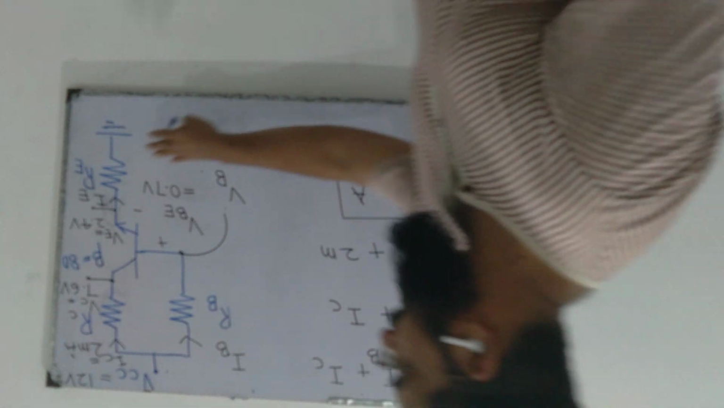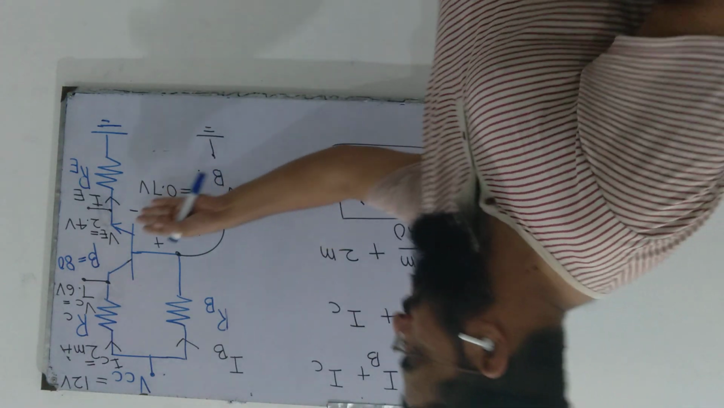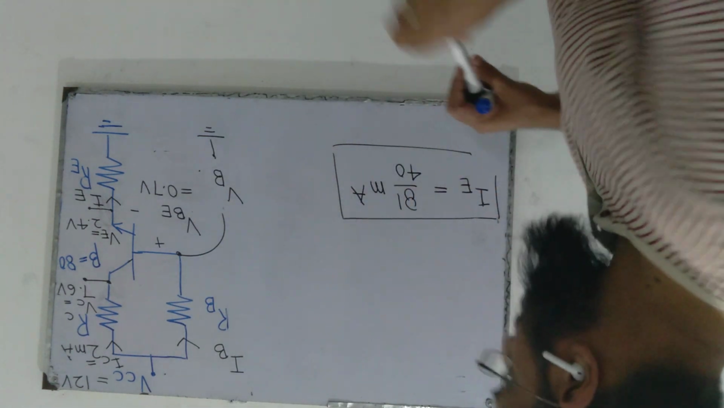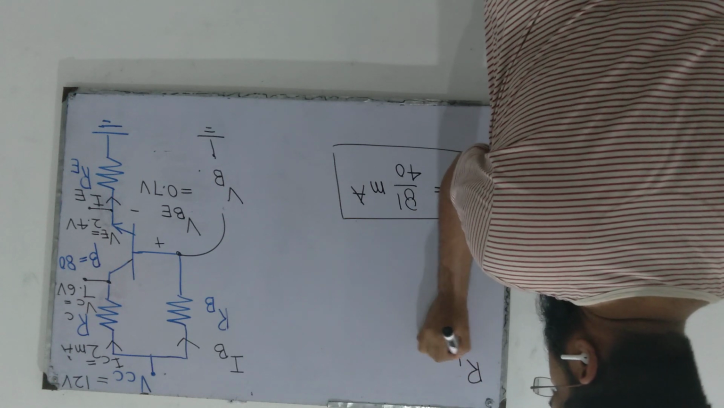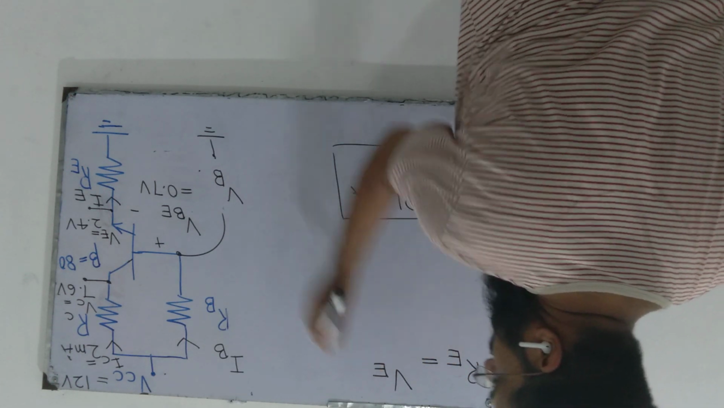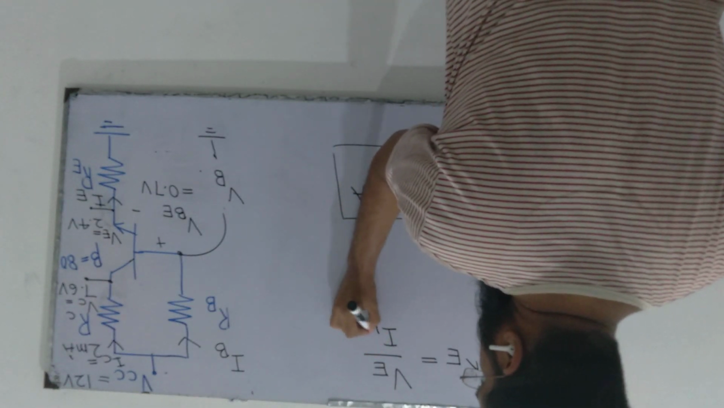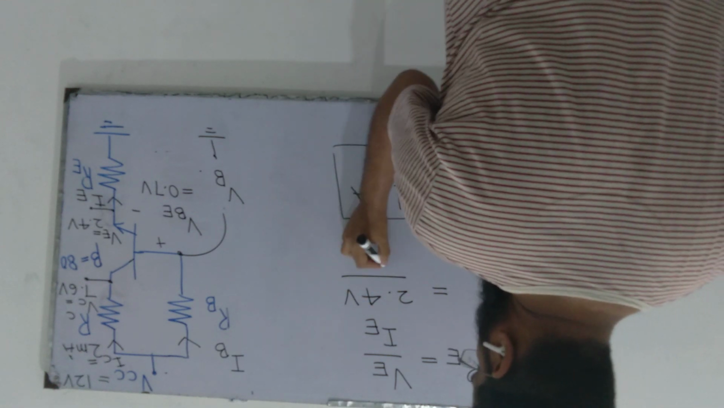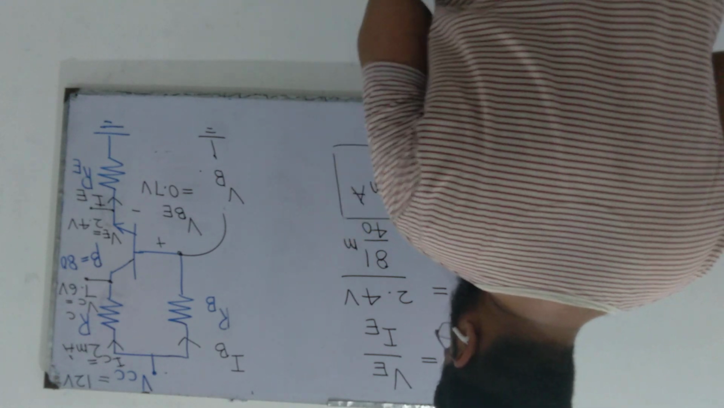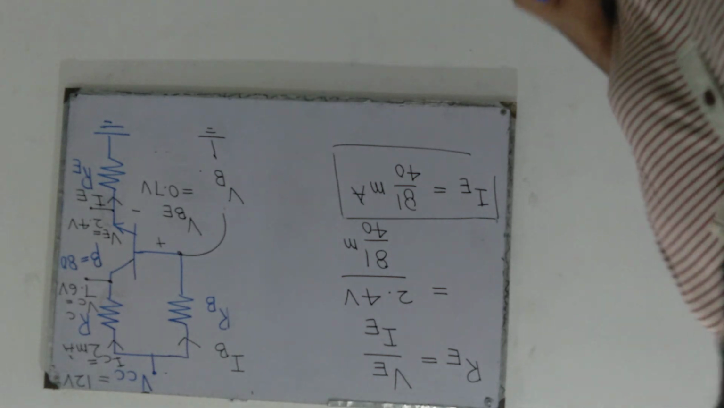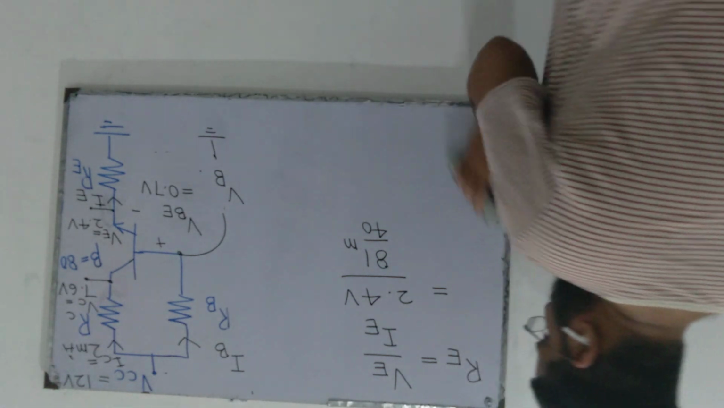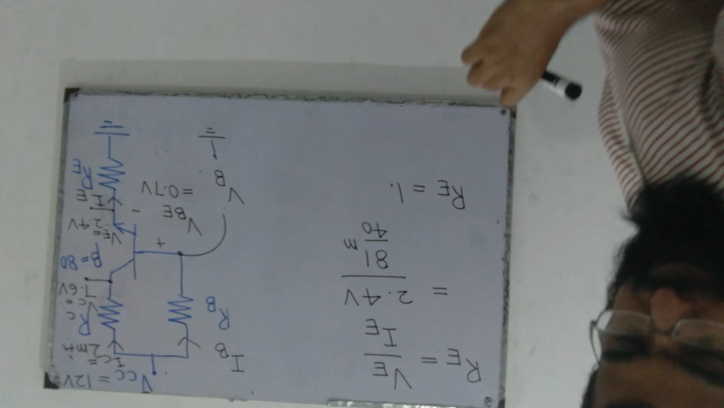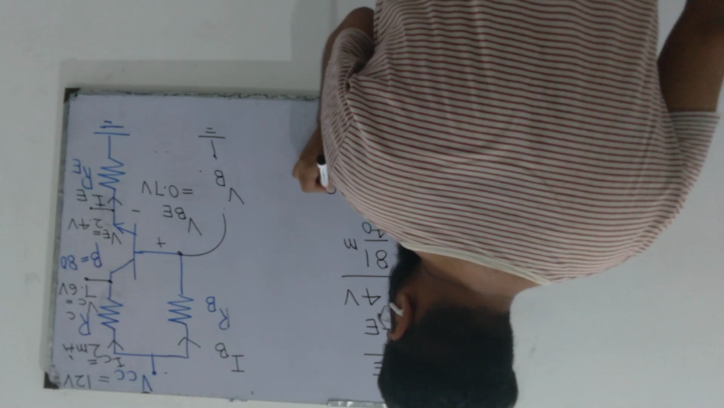So once we know IE, we can find out the value of RE because we know the voltage drop across it. So by applying Ohm's law, RE is the voltage drop across the emitter resistor divided by the current flowing through it. So VE is 2.4 volts divided by IE, which is 81 over 40 milliamperes. Solving this, we get RE is equal to 1.18 kilo ohms.